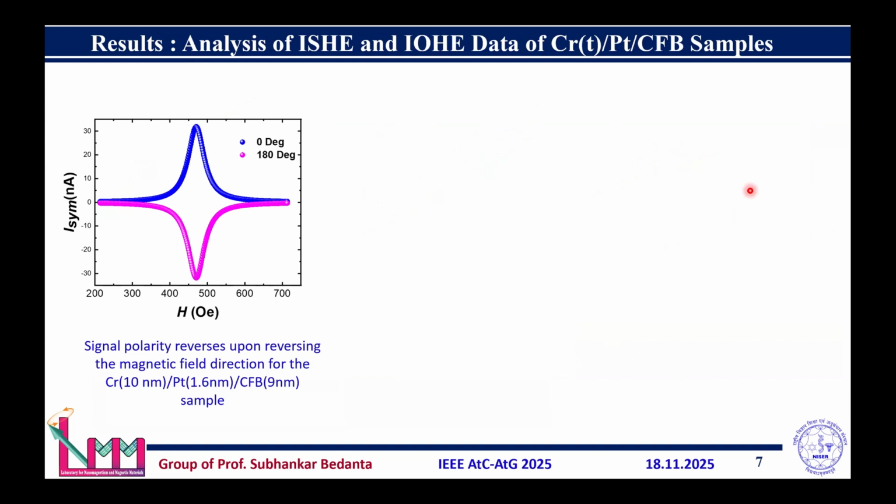This curve is the symmetric part extracted from the measured ISHE and IOHE signal of the chromium 10 nanometer sample. When you alter the magnetic field direction by 180 degrees, we see the signal polarity also reverses. That is a clear signature that the signal we are observing is due to spin orbital pumping.